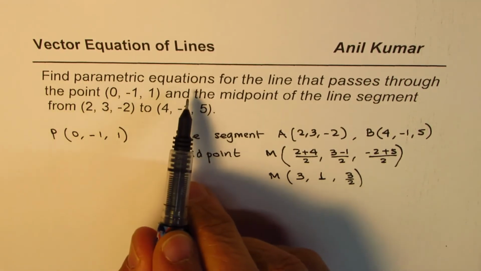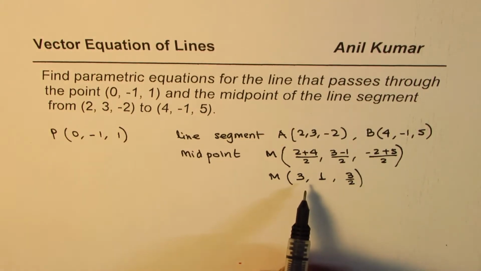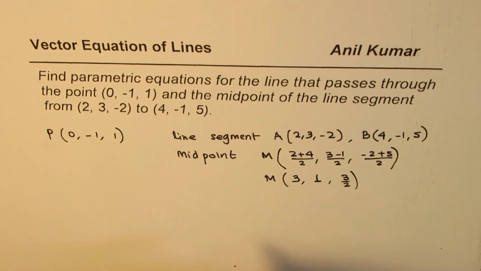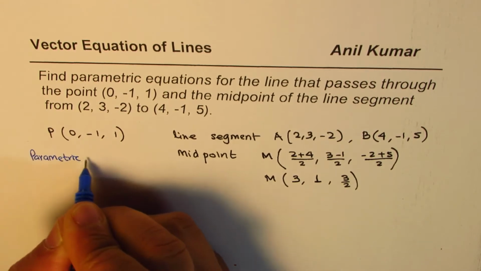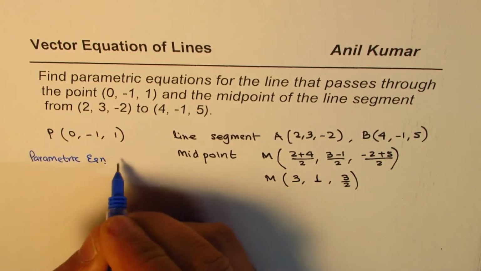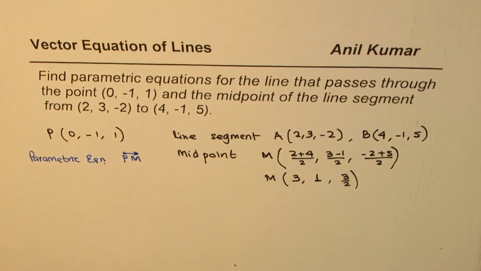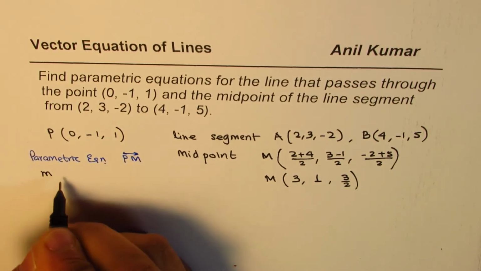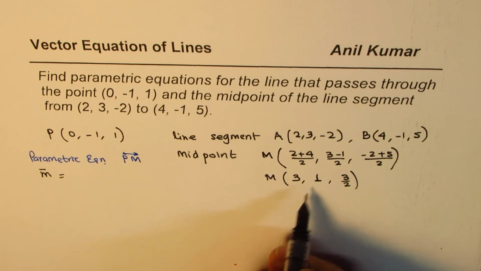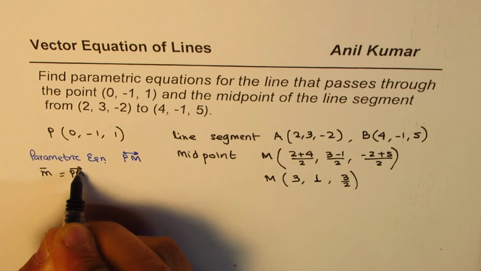We need to find the parametric equation for the line that passes through this point and this point. That is what we know. So now the question is to find the parametric equation of PM. That is what we want. So we know 2 points. To find the parametric equation, we should know the direction. So let's call this direction vector m. The direction vector m will be from P to M; this is the direction we're trying to find.